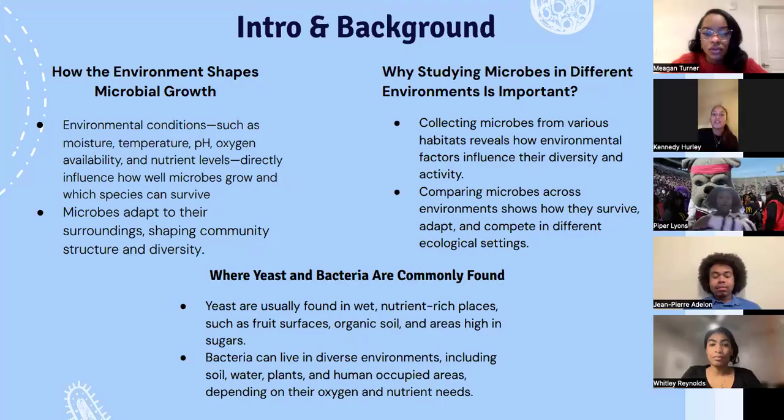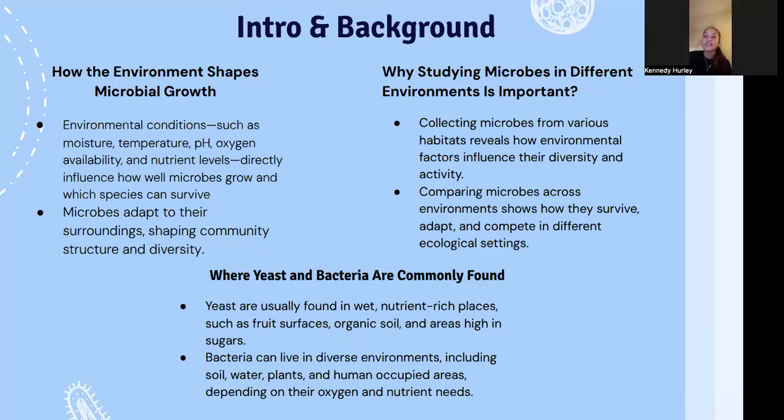Yeast thrive more in nutrient-rich environments like fruit surfaces, decomposing plants, sugary materials, and soil. Some of the ideal environments for bacteria are found in soil, water, air, and living organisms. But some species differ in oxygen preference and pH tolerance, leading to different growth patterns in dry dirt versus puddle water.